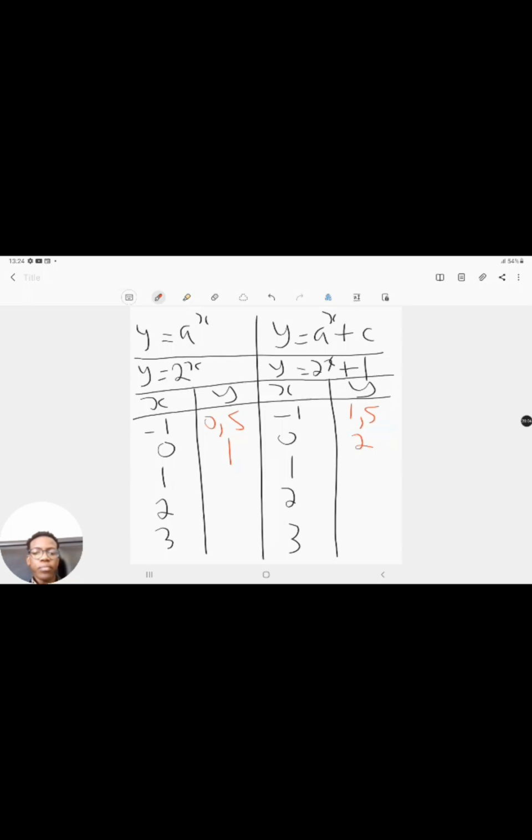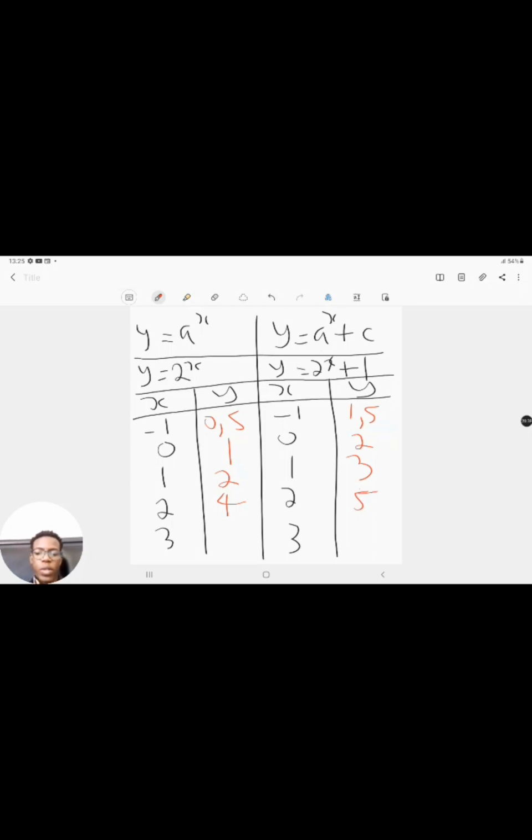When x is equal to 1, this is going to give you 2 to the power of 1, which is 2. In the second equation, that's 2 to the power of 1 plus 1, which gives you 3. When x is equal to 2, y is equal to 2 to the power of 2, which is 4, and in the second case, 2 to the power of 2 plus 1 gives you 5.